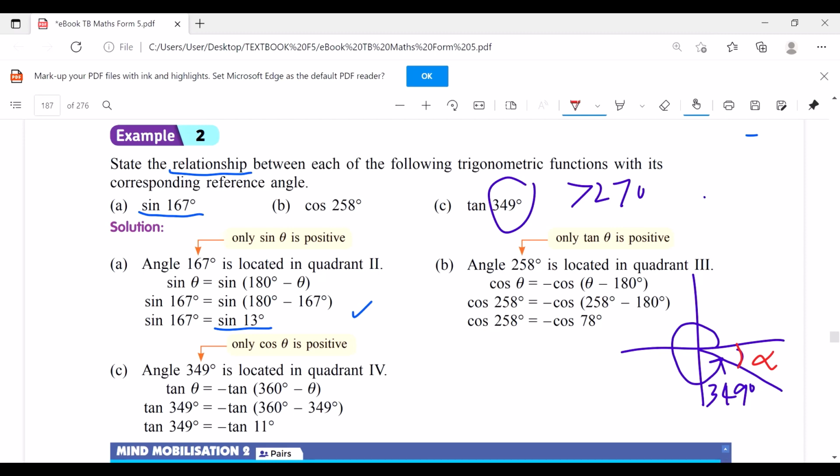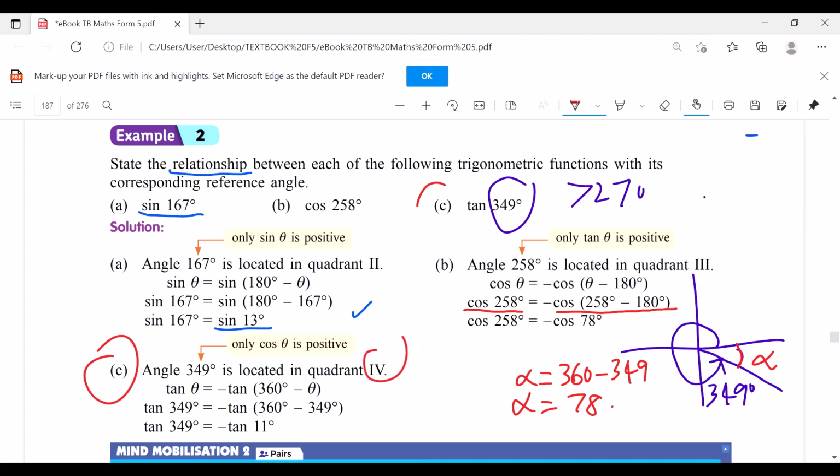So how to calculate alpha? It is 360 you minus with 349. So your alpha is 11. So you have to write it like this. Cos 258 equals cos, this one you minus just now. Sorry, different, this is B. Ayah, teacher is so bad. Okay. This one is already correct.